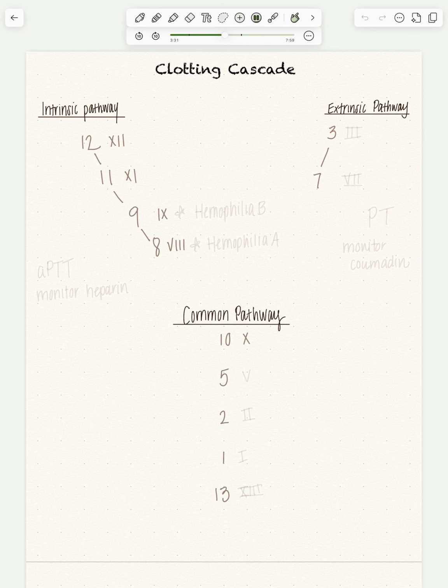Okay, your factor 3 is also written like this. And then the Roman numeral for 7. Roman numeral for 5 is a V. 2 and 1.